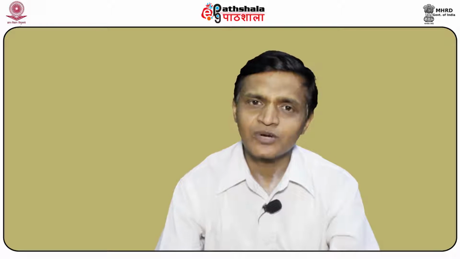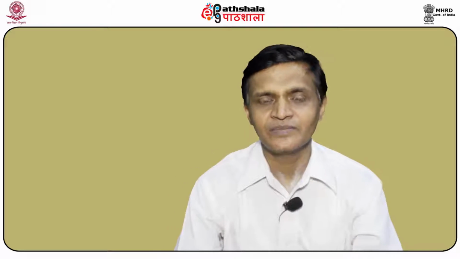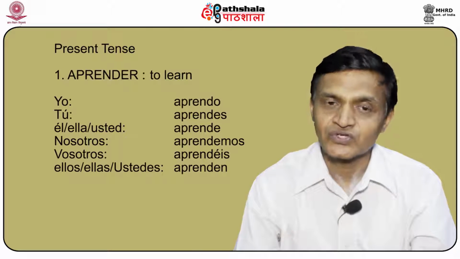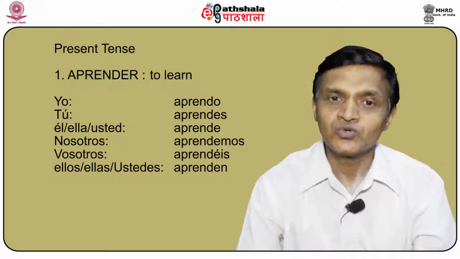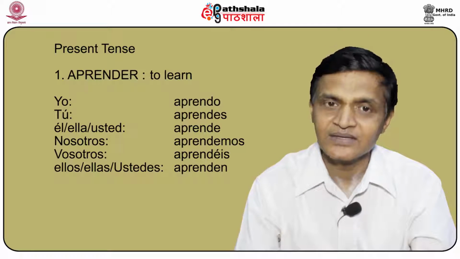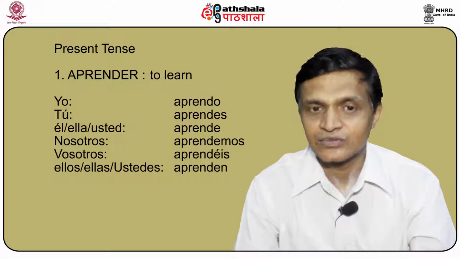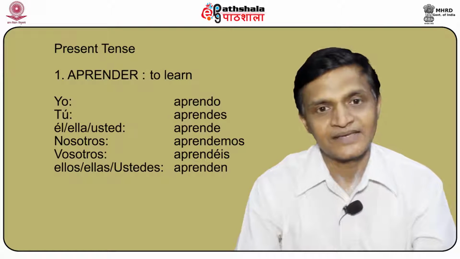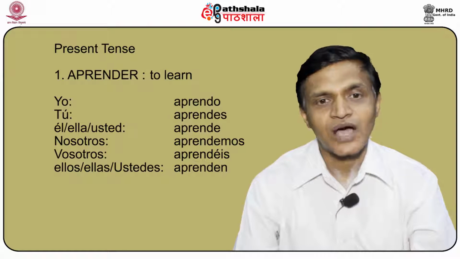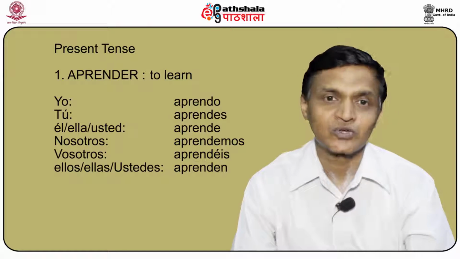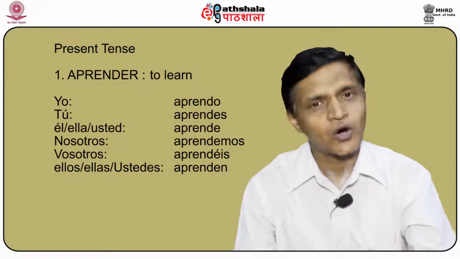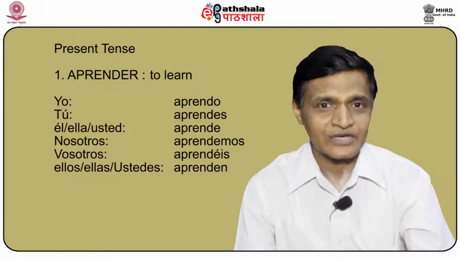So, let us talk about the present tense of a verb like aprender, which is to learn. So, for yo, it is aprendo, tú aprendes, él, ella, usted aprende, nosotros aprendemos, vosotros aprendéis, and ellos, ellas, ustedes aprenden. So, after you learn this, it is like learning the do, re, mi, fa of music, and once you learn the do, re, mi, fa, all you have to do is to string this and make a sentence.